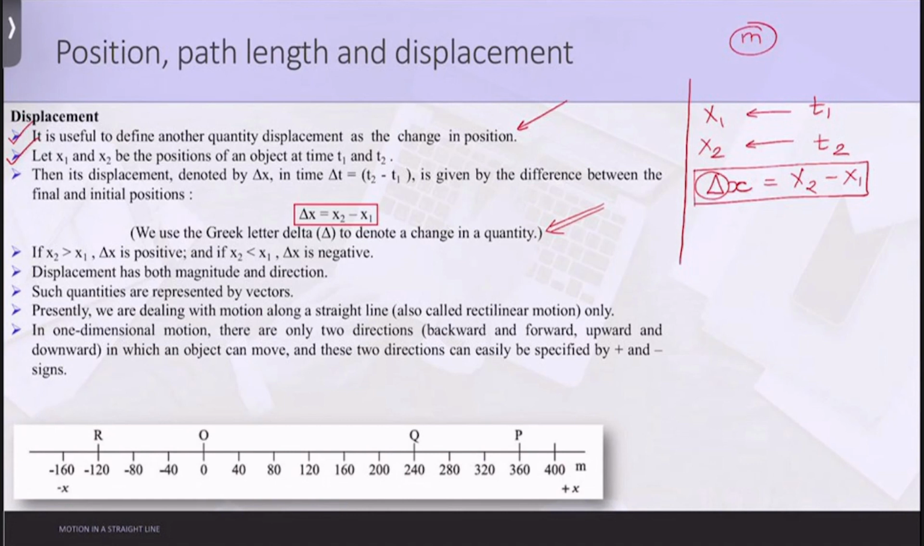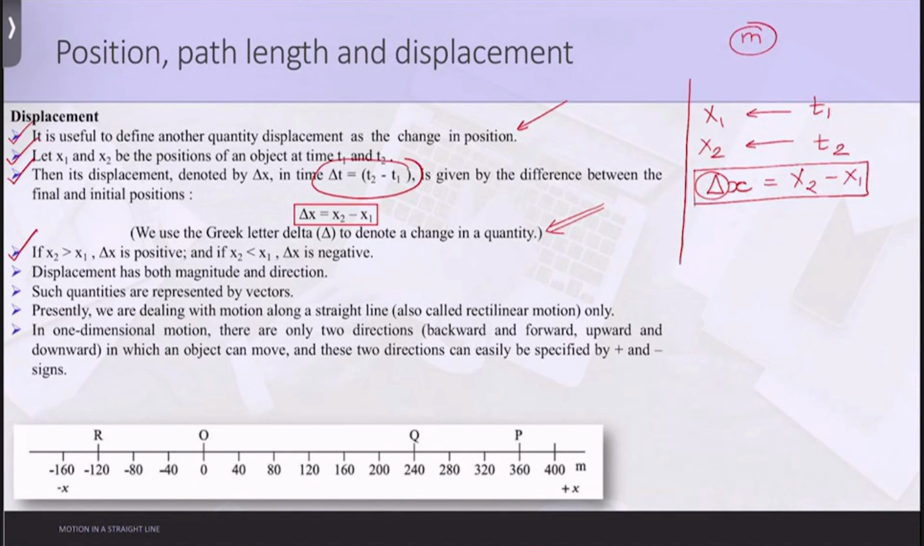Here it is obvious that x2 occurred at some time greater than t1, so t2 is greater than t1. Generally, if it is not given, we assume t2 is greater than t1, and therefore x2 is a value that occurred after time t1. Now this x2 can be backwards, forwards, or at the same position; that is a different scenario. Delta x will always be the final value x2 minus the initial value, because we cannot go back in time, so we always move forward in time. That's why delta t is also t2 minus t1, final minus initial.